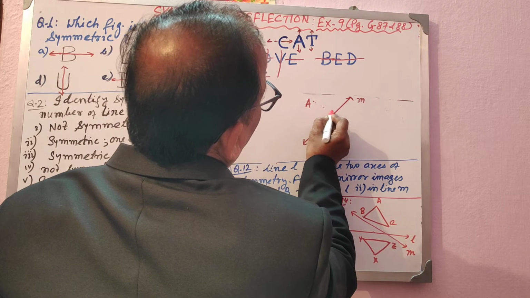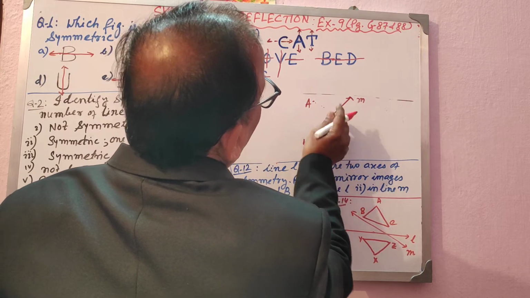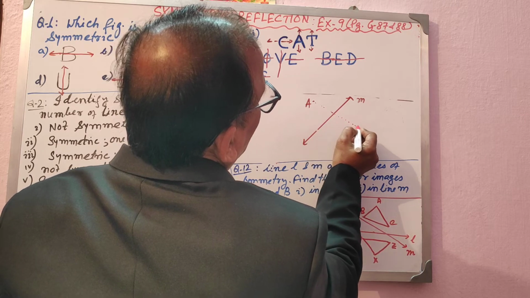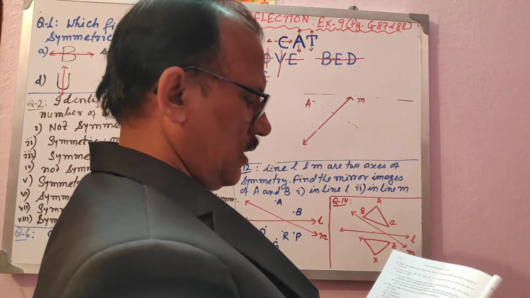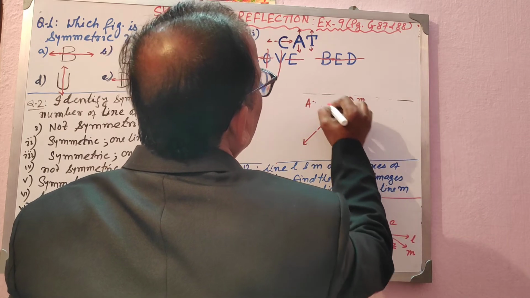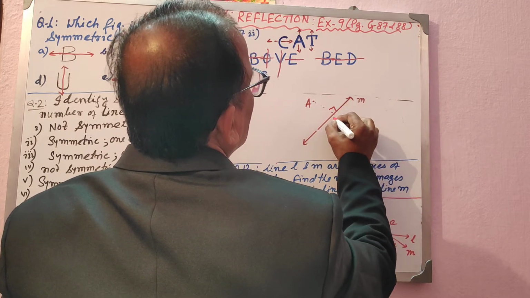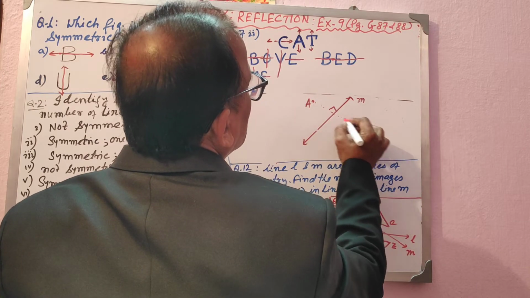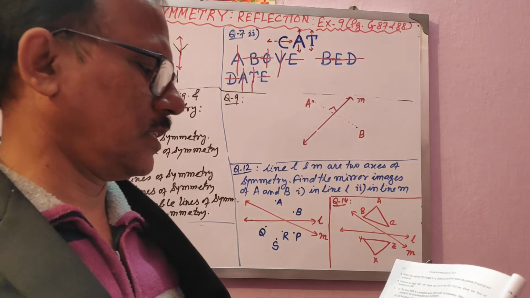It will be falling on the mirror perpendicularly, and at the same distance only its image will remain. So will it not stay like this? Here is the point B, at the same distance from here. This will be perpendicular, this also will be perpendicular. So from this point to this point, B will be this one.